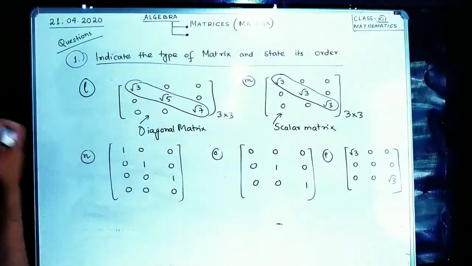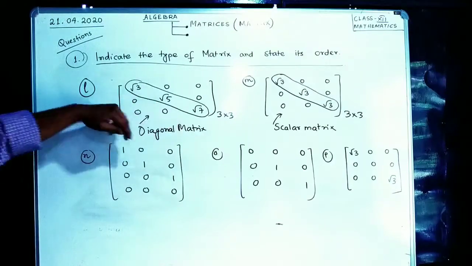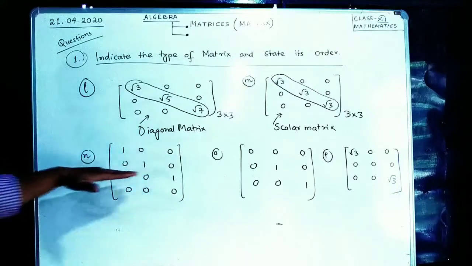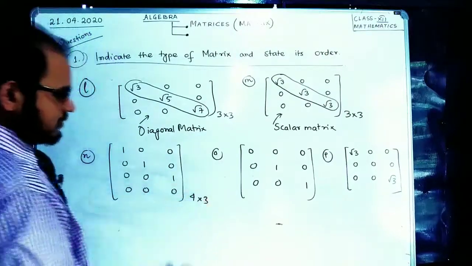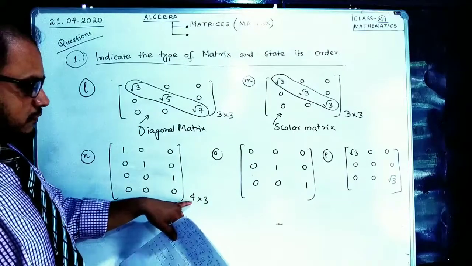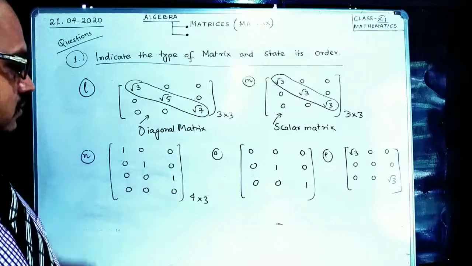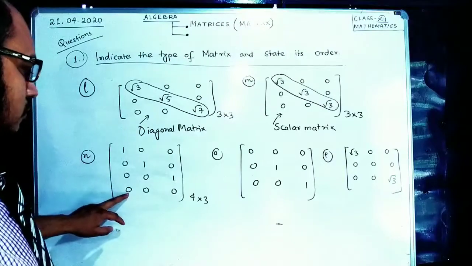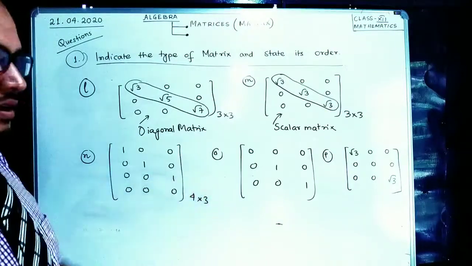What about this one? How many rows and how many columns? 1 2 3, first column, second column, third column, first row, second row, third row, fourth row. So that's a 4 by 3 matrix. It is not a square matrix because the number of rows is not the same as the number of columns, although it might somewhat look like an identity matrix, but it's not an identity matrix because there is an extra row added at the bottom, so that makes it a simple 4 by 3 matrix.